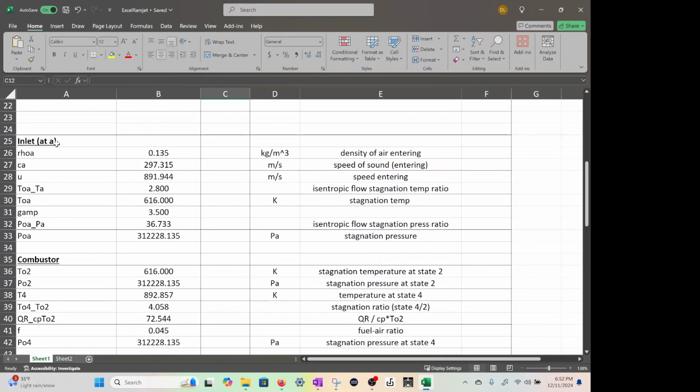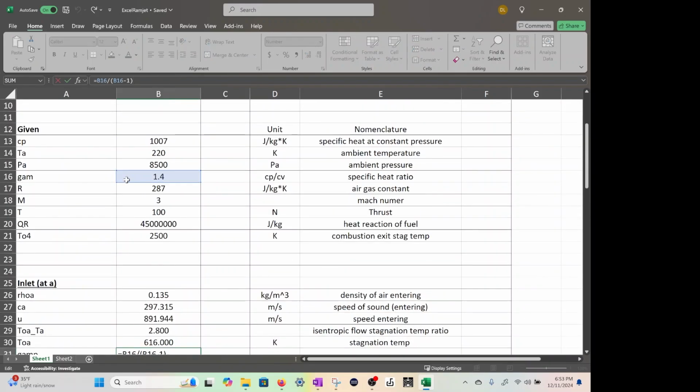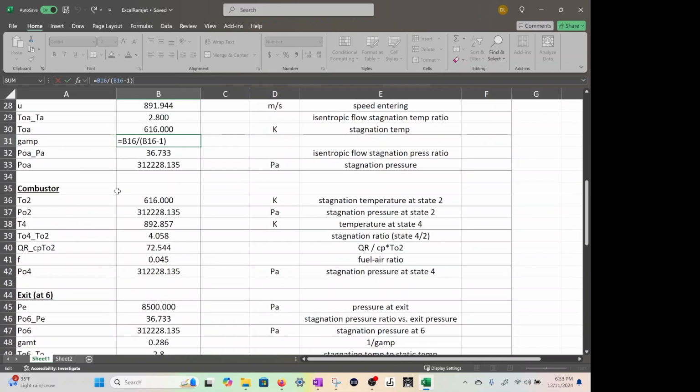And then here is the inlet, right? We have the density using the ideal gas equation, the speed of sound, our inlet velocity using the Mach number relationship, our stagnation to static ratio, stagnation temperature, gamma P. This equation is, if I go back to the top, gamma over gamma minus 1. This is your equation that has the static temperature and static pressure. I just found that ratio. Here's your stagnation pressure.